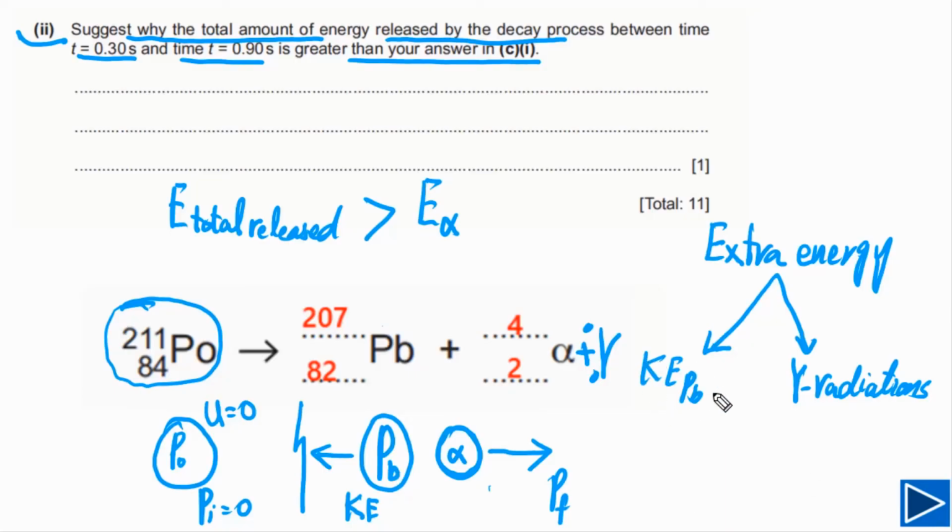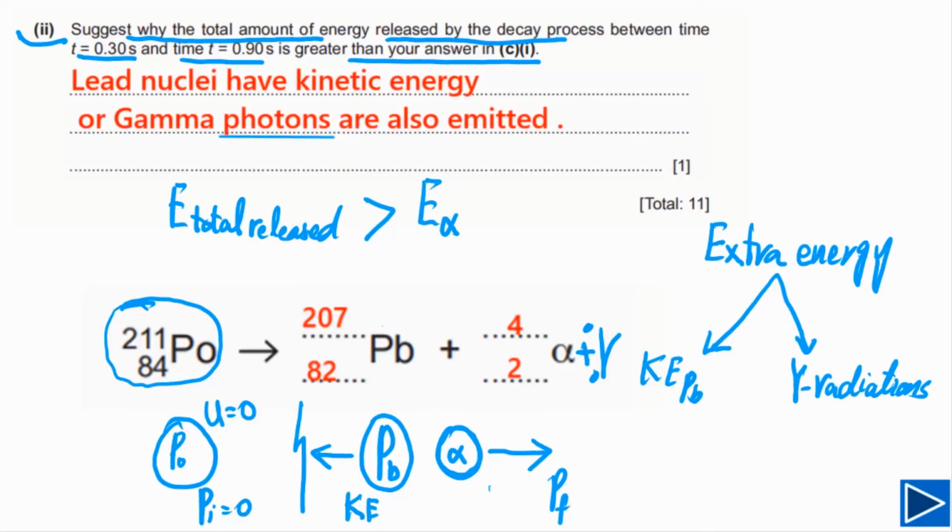You can say it becomes kinetic energy of Pb, or you can say it is released in the form of gamma radiations, or you can say in the form of gamma photons. Any one point you can write down. So this is how you can write down your answer. This question has 1 mark. So if you write down lead nuclei have kinetic energy, you will get 1 mark. Or if you write down gamma photons are also emitted, so the extra energy is energy of gamma photons, you will still get 1 mark. So this is how we can answer this type of problem.